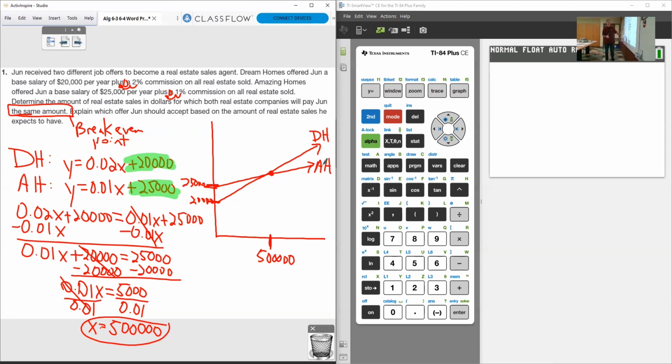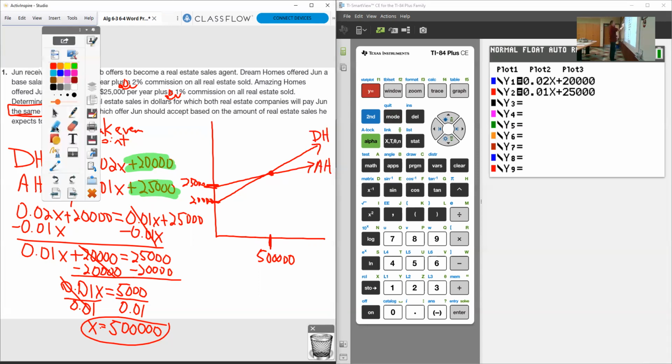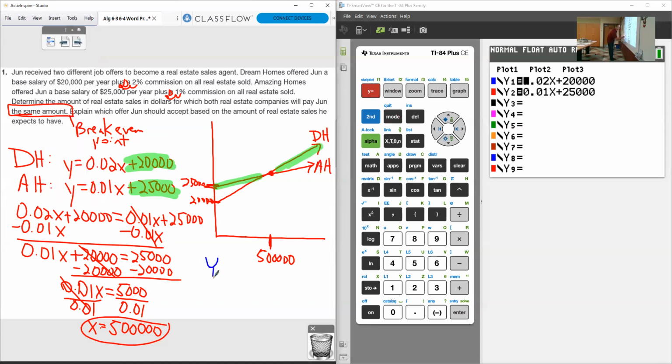So notice what is happening here. Now in this one, explain which offer June should accept based on the real estate sales that she expects to have. You want the higher amount, all right? So you want this part of the graph because you want to make the most money possible. You want the higher part of the graph.